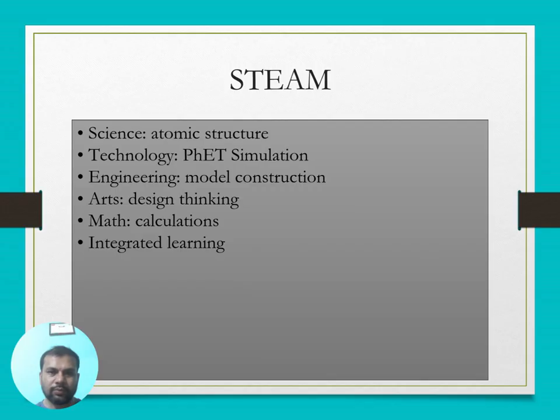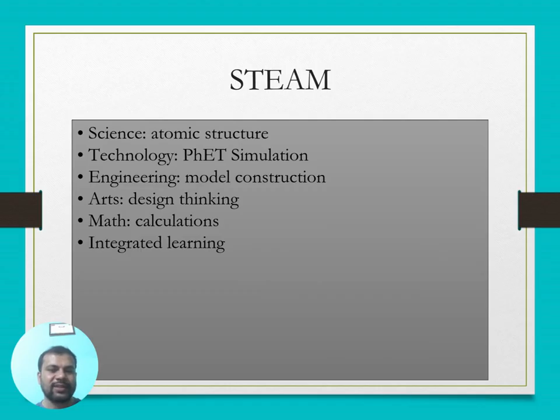STEAM integration. This activity naturally integrates all five components of STEAM, that is science, technology, engineering, arts, and mathematics, all integrating with each other. Science helps students understand the atomic structure. That means protons, neutrons, electrons, etc. are related to science, and science means inquiry-based learning.